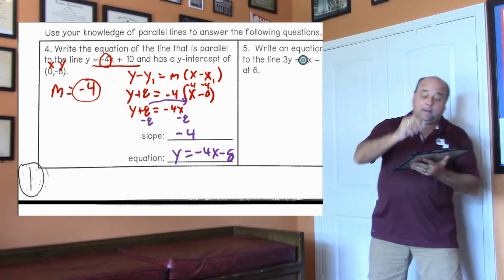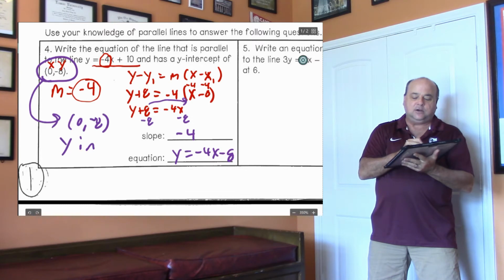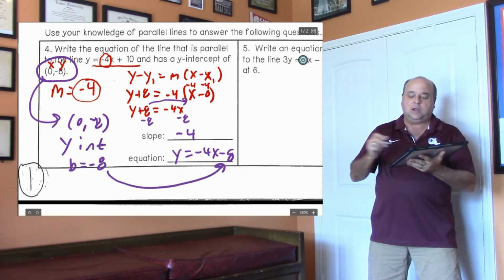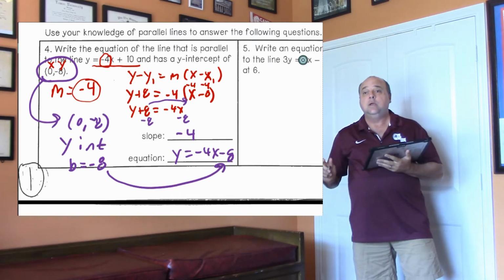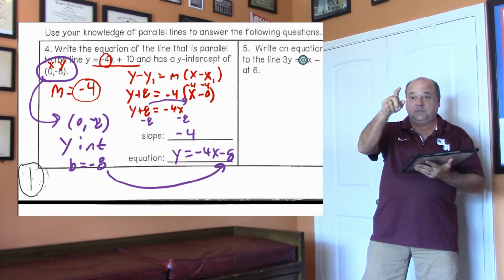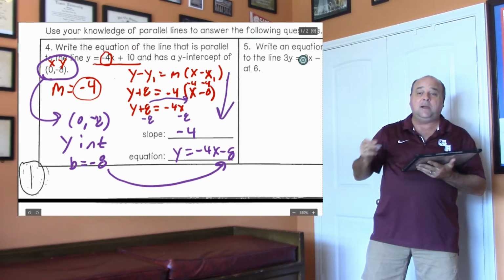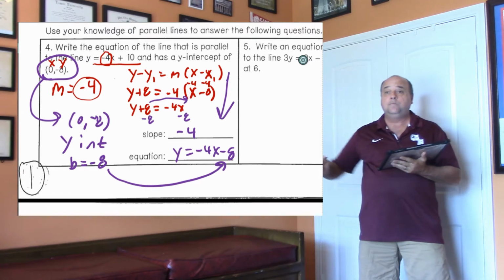Now then, if you knew about this right here, 0 comma negative 8, is the y-intercept, so our b term is negative 8. We could have just plugged that straight into the equation, couldn't we? Because they are giving us the y-intercept of the equation. So our slope is negative 4, the y-intercept is negative 8. I really didn't have to do all this math if I knew that, okay?